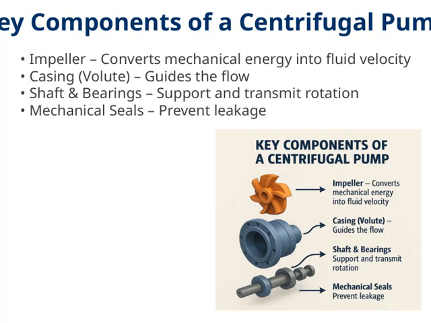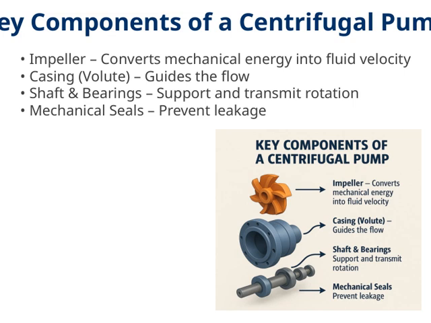Let's take a closer look at the key components of a centrifugal pump. First, we have the impeller. This is a critical part because it converts the mechanical energy supplied by the motor into fluid velocity. Essentially, it's what gets the fluid moving at high speed. Next, we have the casing, also called the volute.